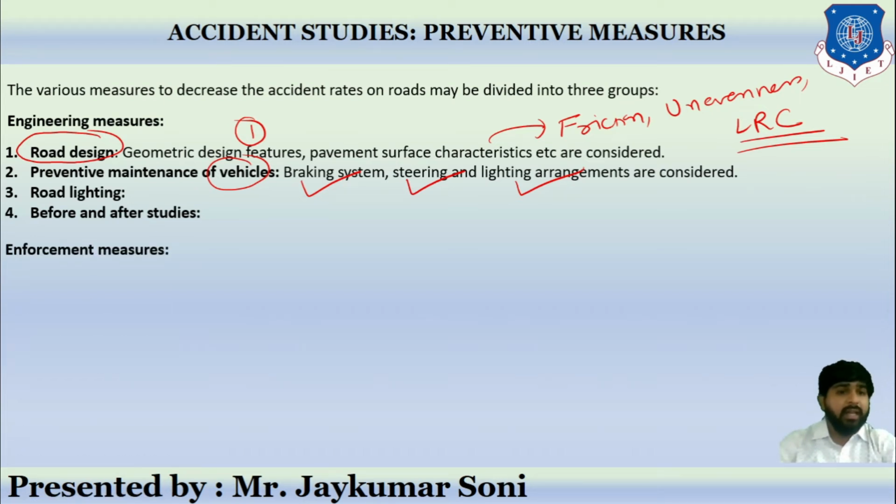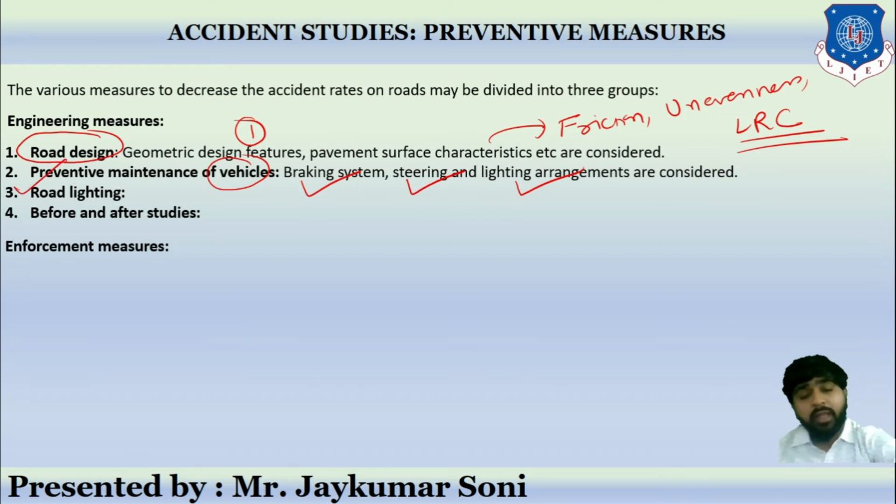Then comes the road lighting part. We have to take care that the road is sufficiently illuminated, efficient and visible, and that it contributes to the visibility on the road surface. And then we have to conduct before and after studies. We have already learned that the condition and collision diagrams stand for the before study and the after study. So we have covered all these things.